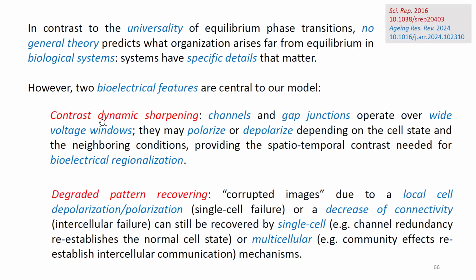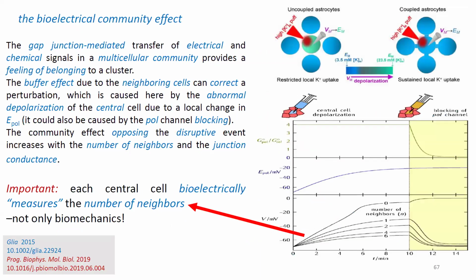First feature, we have to be able to explain contrast, dynamic sharpening, and bioelectrical regionalization. We should be able to show that a degraded pattern can be recovered, that corrupted images can be locally corrected by means of changing the cell depolarization or polarization state, or by means of changes in the connectivity. These are two interesting things that should be explained in our model. To this end, we first try to explain the bioelectrical community effect. This effect is better explained with an example here.